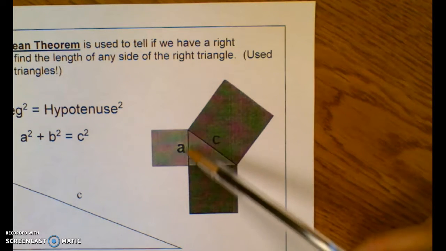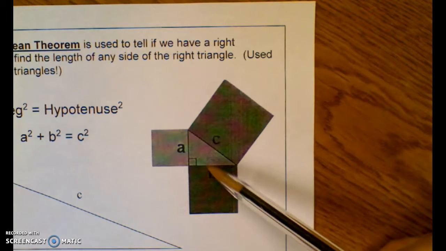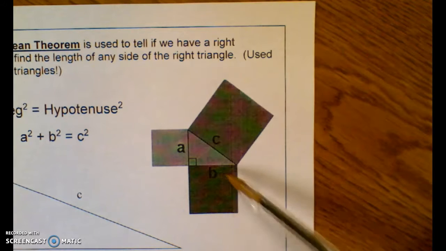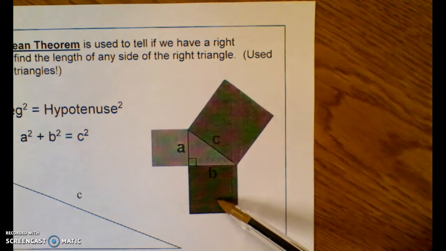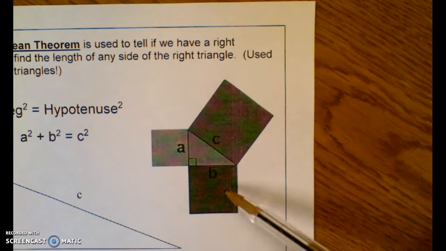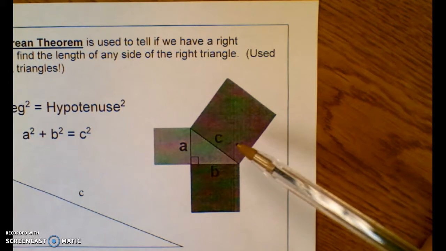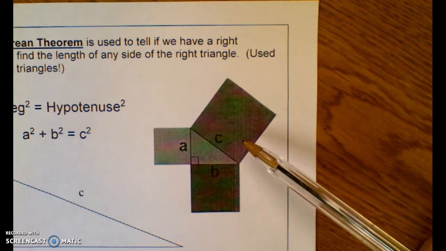The sides of the right triangle are called the legs. If you take the area of a square that you would build here, and you were to add those areas together, it will always equal the area of this square over here. So he made this discovery, and it helped out with lots of different things.